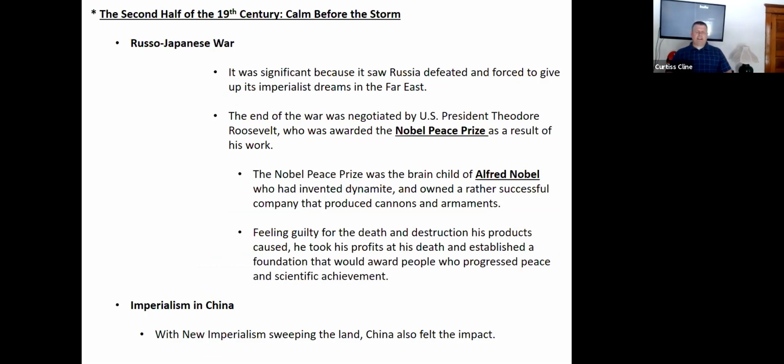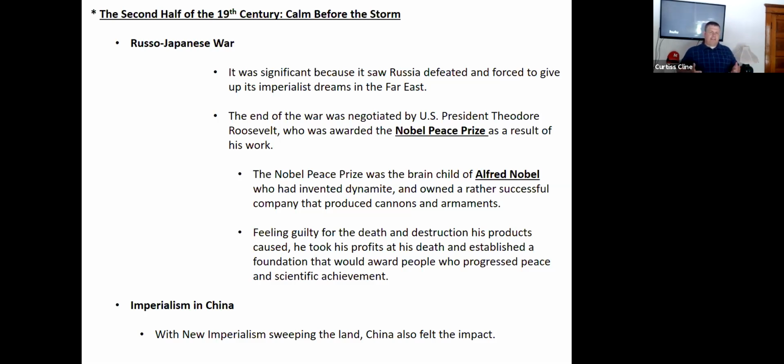So it was significant because it saw Russians defeated and forced to give up its imperialist dreams in the Far East as well. The end of the war was negotiated by US President Theodore Roosevelt, who was awarded the Nobel Peace Prize as a result of his work, one of only 2 of our presidents who've been awarded the Peace Prize.